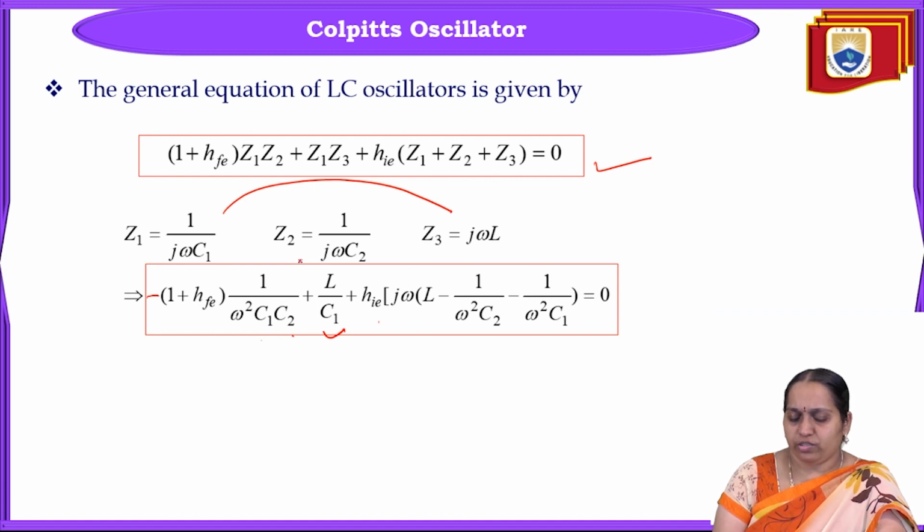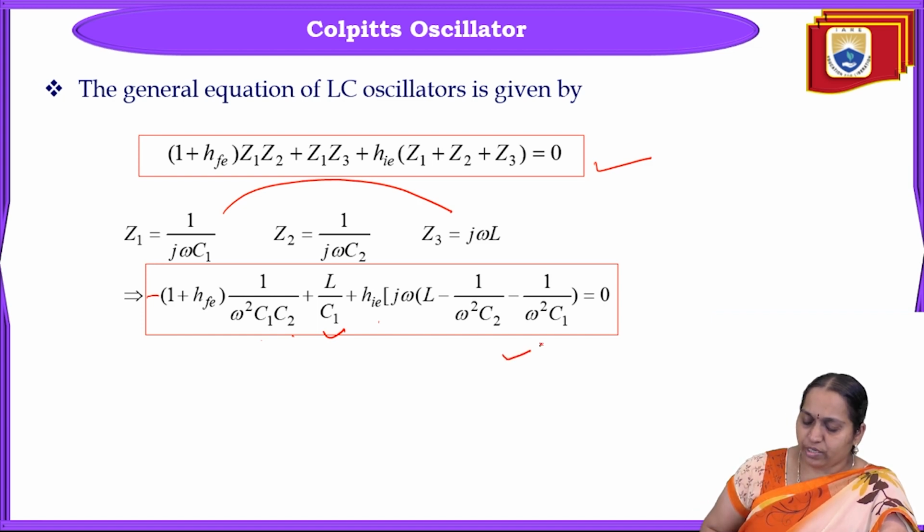Plus HIE into Z1 plus Z2 plus Z3, so it is 1 by j omega C1 plus 1 by j omega C2 plus j omega L. On further simplification, finally we will get this equation HIE into. If you add these three, Z1 plus Z2 plus Z3, you are going to get this as a result.